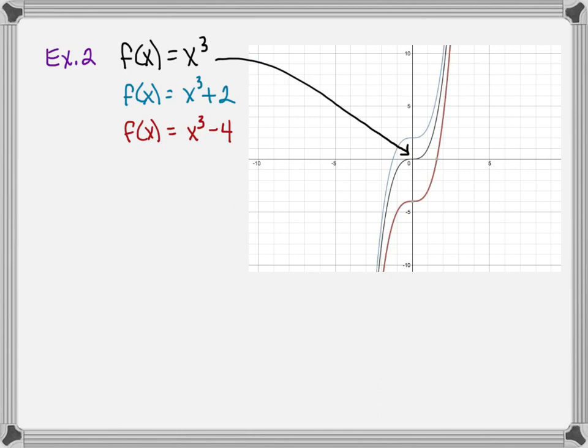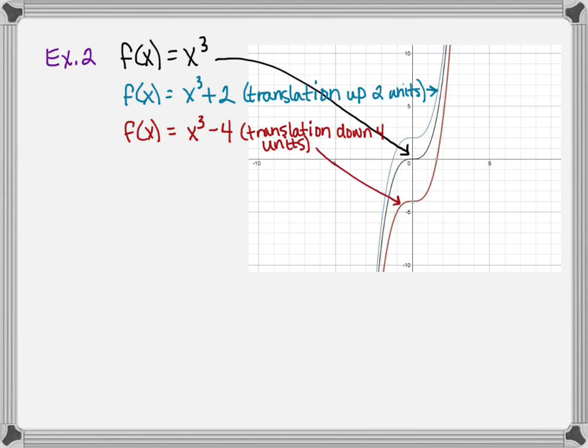We have the parent function here in black. F of x equals x cubed plus 2 is a vertical translation up 2 units, and we see that here in blue. F of x equals x cubed minus 4 is a vertical translation down 4 units, and we see it here in red.